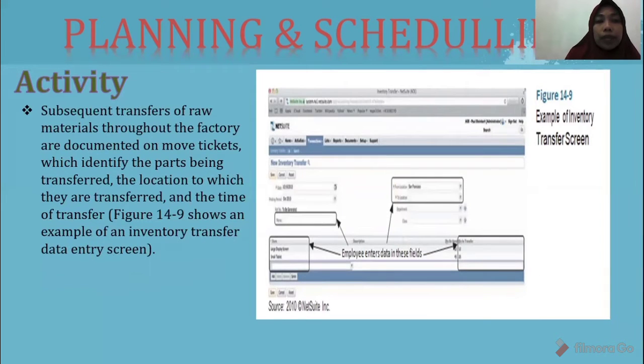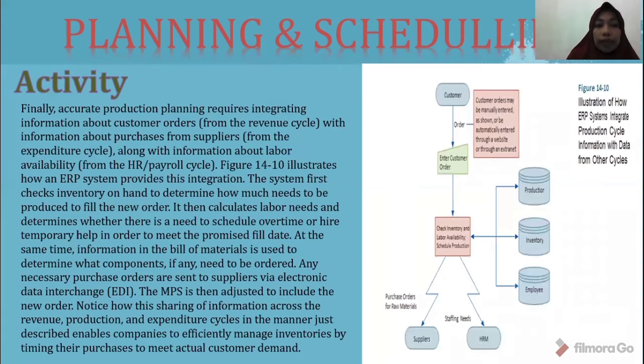Subsequent transfers of raw material throughout the factory are documented on move tickets, which identify the part being transferred, the location to which they are transferred, and the time of transfer. Finally, accurate production planning requires integrating information about customer orders from the revenue cycle with information about purchases from suppliers from the expenditure cycle, along with information about labor availability from the human resources and payroll cycle. Figure 10-4 illustrates how an ERP system provides this integration.